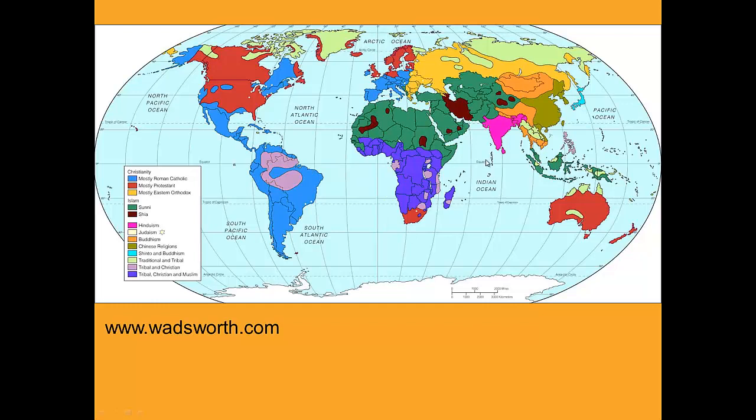And then you start getting into Hinduism in pink, and Judaism in yellow, and then the other, like the Chinese religions, Shinto and Buddhism up around Japan. But you can really see the diversity in terms of religion worldwide.